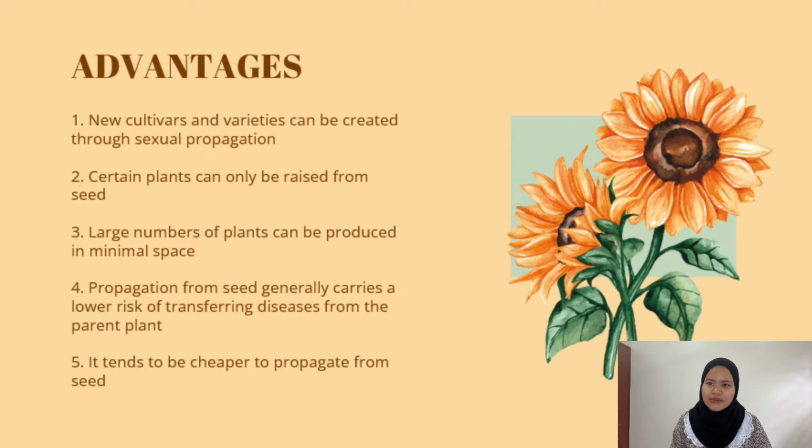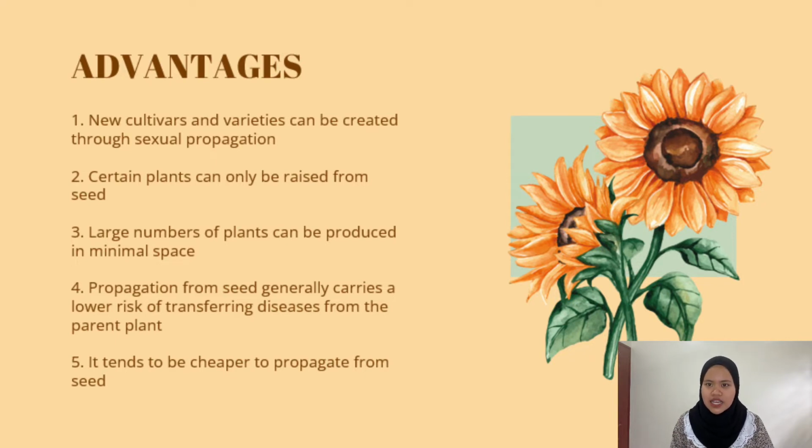Next, large numbers of plants can be produced in minimal space. As far as we know, the seed size is very small and we can plant a lot of seeds in a small area like the planting tray that I used to carry out this mini experiment. Next, propagation from seed generally carries a lower risk of transferring disease from the parent plant. Propagation through seeds is not very susceptible to disease.